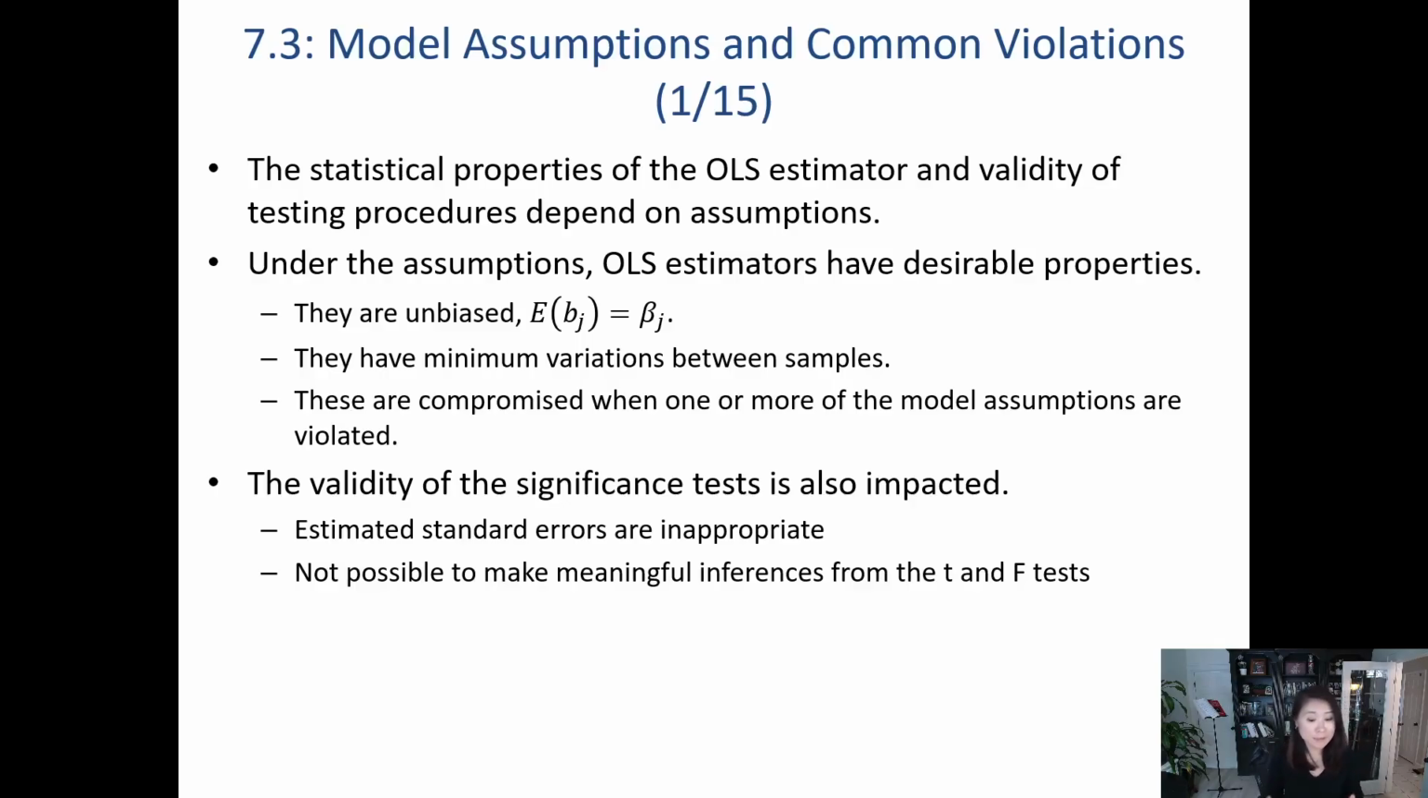The validity of the significance test is also impacted if any of the assumptions we're going to talk about next is violated. The estimated standard error might be larger than expected, and it is not possible to make meaningful inference from the T or F test, which makes our significance test invalid. Now let's look at the 5 assumptions I want to call out. I know our textbook mentions 6 assumptions; I will explain why I only emphasize 5 out of 6.